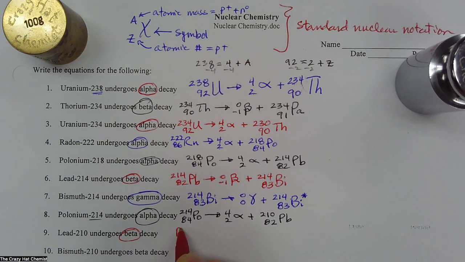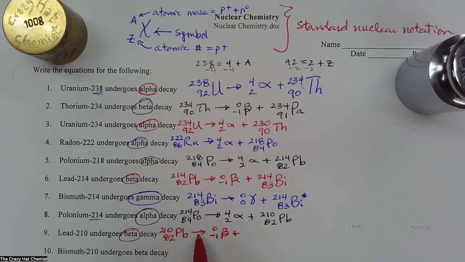All right, so we just looked up lead a moment ago. That's 210 and that's 82. And it's going to undergo beta decay. The numbers are 0 and -1. That's the beta symbol. Remember, it's a scripted B with a little tail on it.